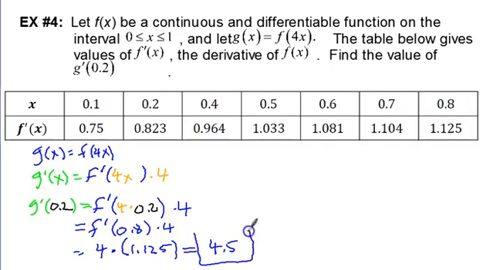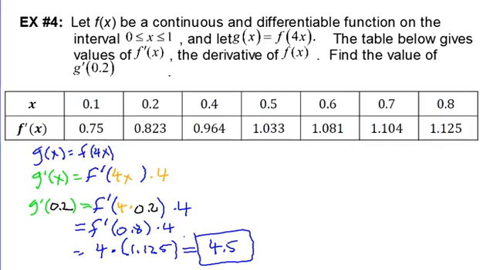So this type of problem where you substitute into an abstract function using a table with specific numerical values, this is a very common type of assessment item that shows up on the AP exam. So we'll do another couple of examples like this.